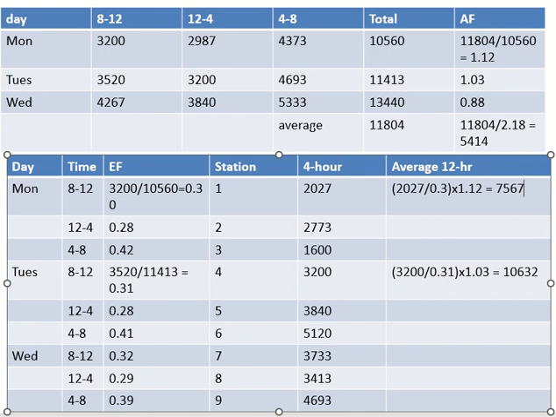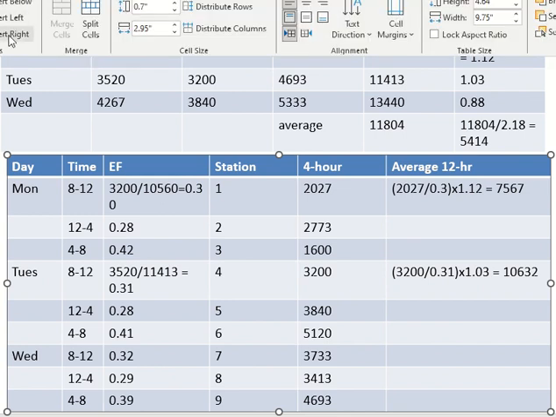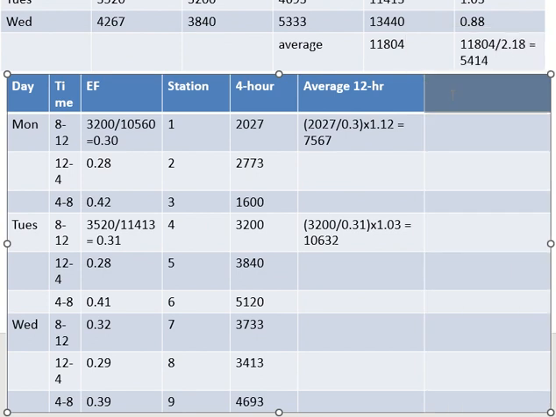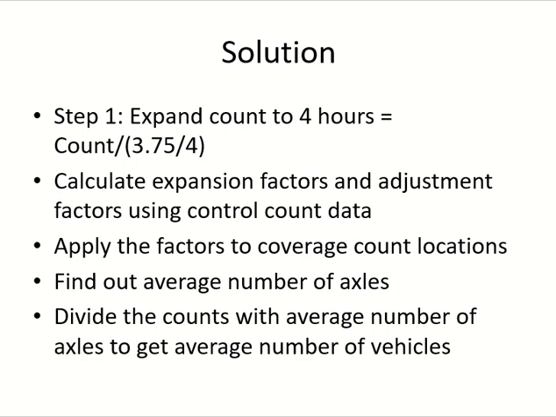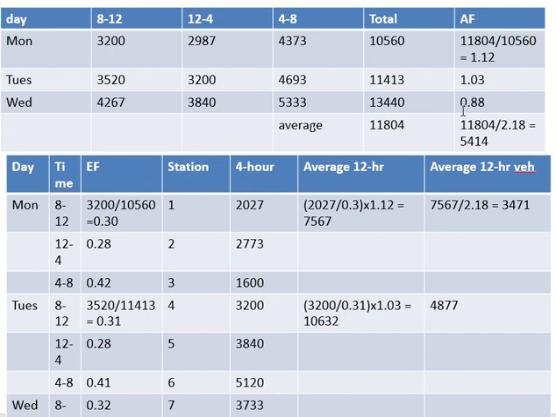You will divide by the same number? Same or different? Same. Okay. How much? 3,471. And this one? 4,877. Okay. The procedure is written here, what we have done. You can fill up the rest of the values. You can fill up this column when you fill up the last column.